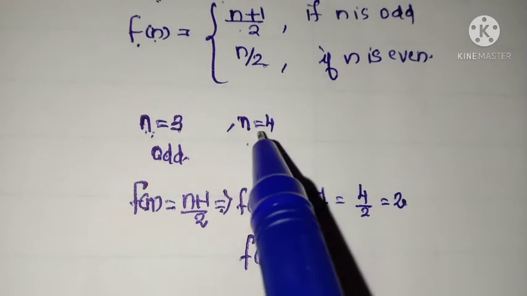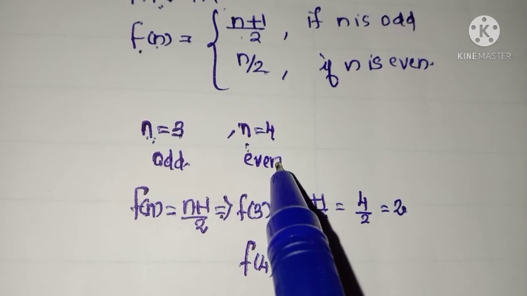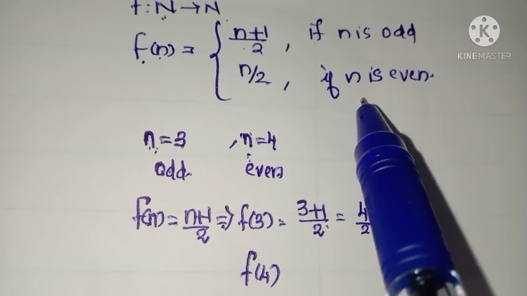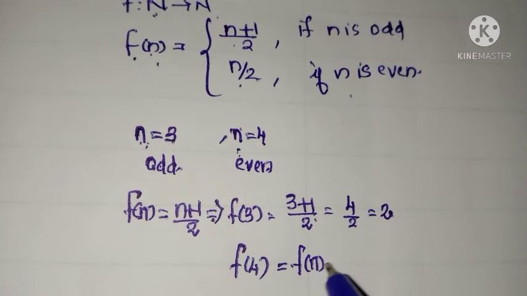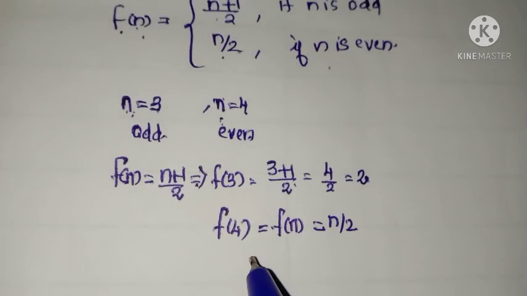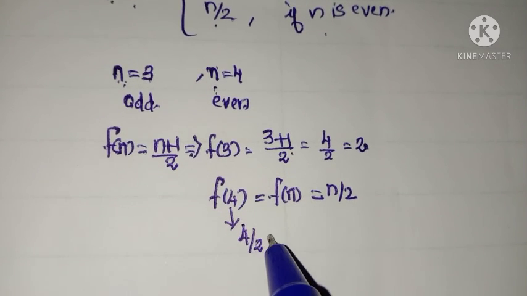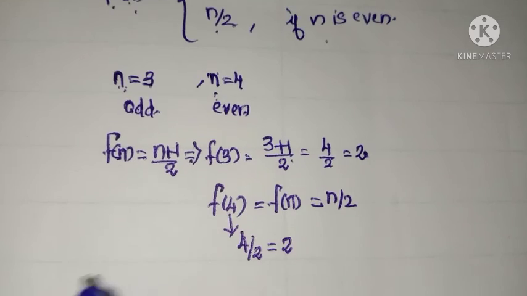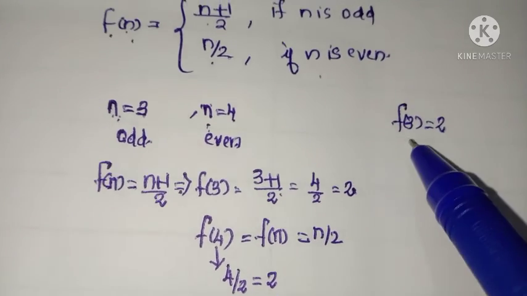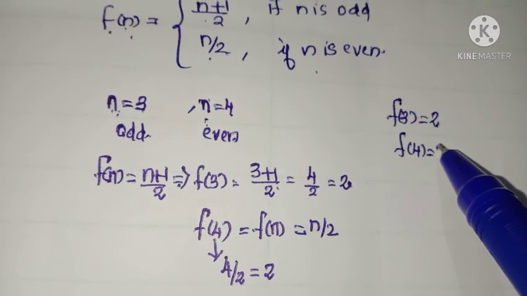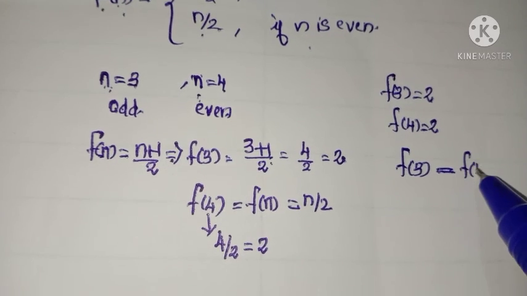Here n equal to 4 means it is an even number. If n is an even number, then the function is defined as f of n is equal to n by 2. So what is f of 4? f of 4 equal to 4 by 2, which is equal to 2. So f of 3 is equal to 2, and f of 4 equal to 2. That is, f of 3 equal to f of 4.